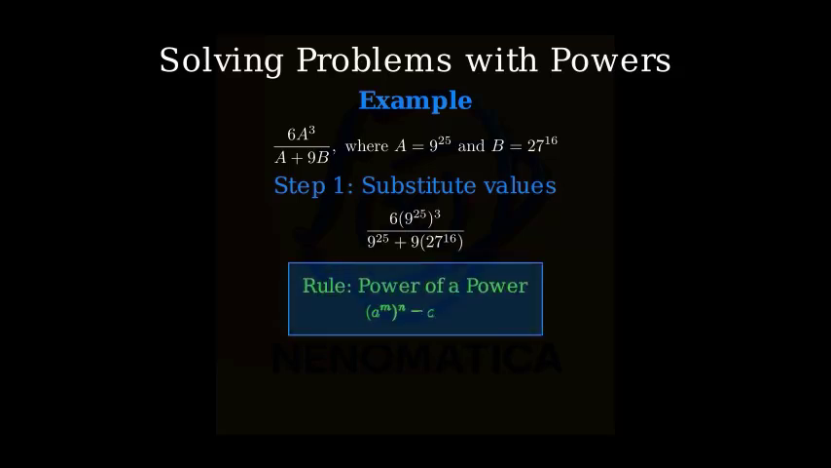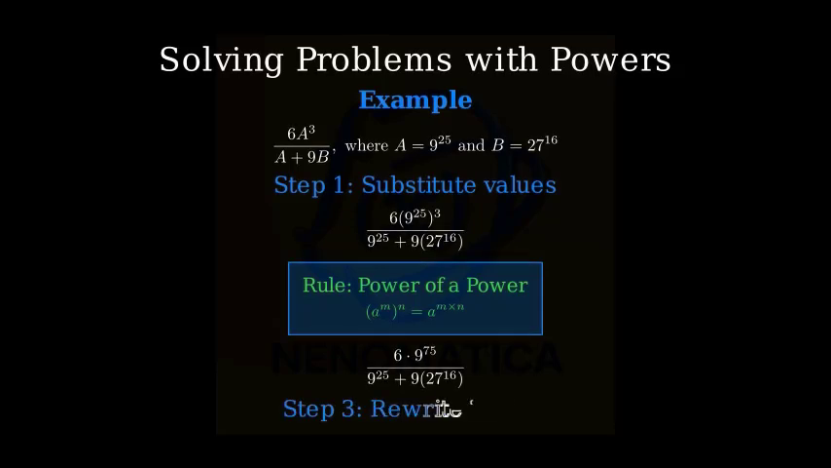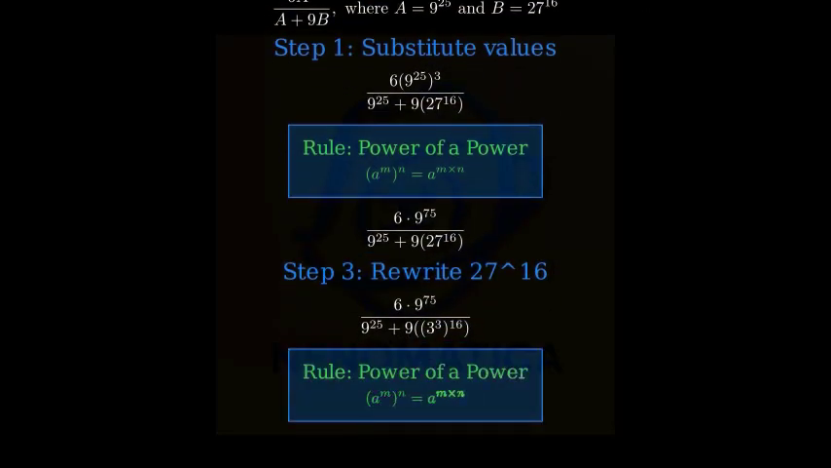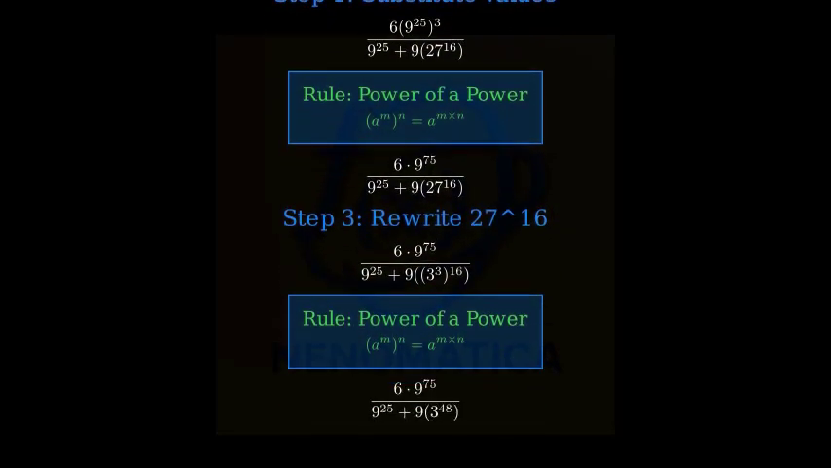Now, we'll apply the power rule to simplify the expressions. When we have a power raised to another power, we multiply the exponents. So 9 to the power of 25 cubed becomes 9 to the power of 75. Next, let's rewrite 27 to the power of 16. Since 27 equals 3 cubed, we can rewrite this as 3 cubed to the power of 16. Again, applying our power rule, 3 cubed to the power of 16 becomes 3 to the power of 3 times 16, which is 3 to the power of 48.